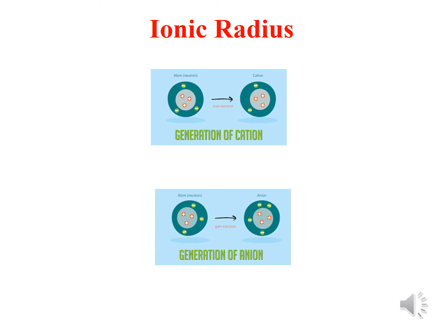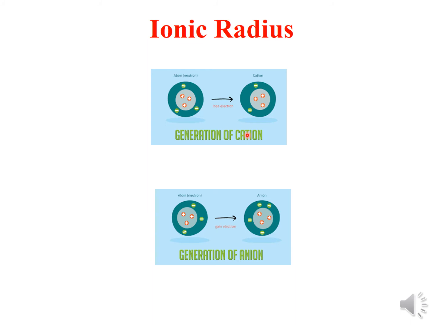Now what is an ion? An ion is formed from an atom by loss or gain of electron. There are two types of ions. One is a cation and another is an anion. If an atom is losing an electron, here there are three electrons, so it loses one electron. There are two electrons, so a cation is formed. A cation is positively charged. It is formed by loss of electron from the neutral atom.